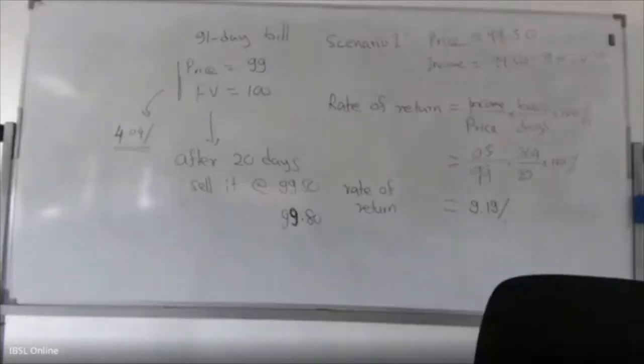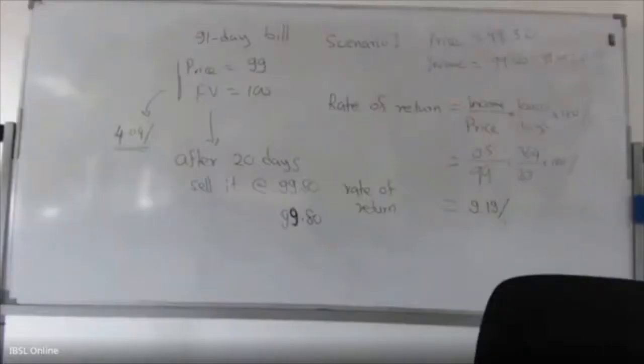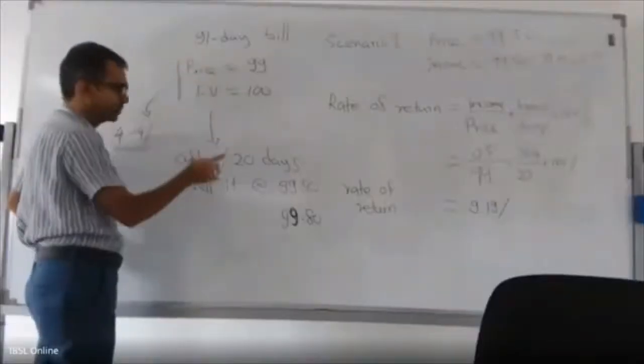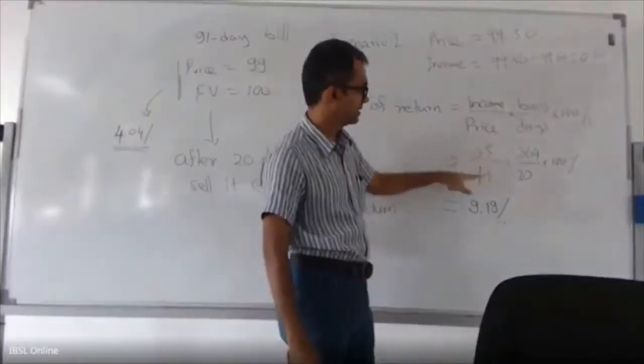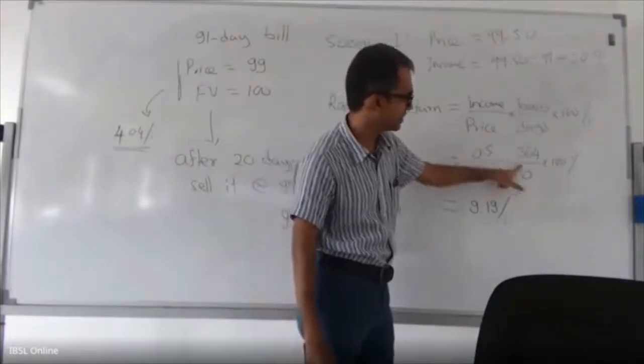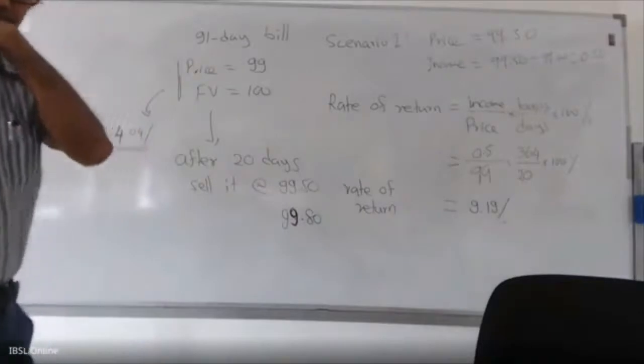Excuse me, sir. So 0.5 should be divided by 99.5? The face value is 99.5? No, I am referring to the first investor who bought it at 99. The price he paid, and he is holding only for 20 days. Then what is his return? His income is only 0.5. His cost is 99, and that's why 20 days.